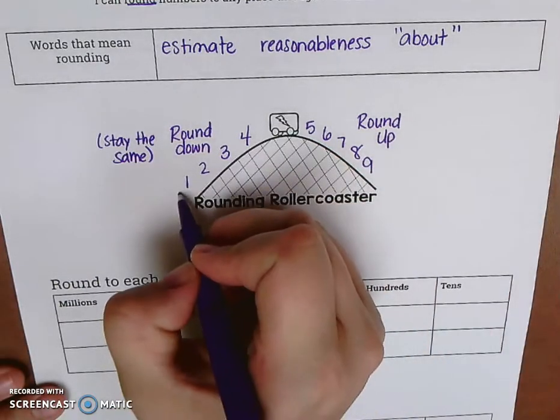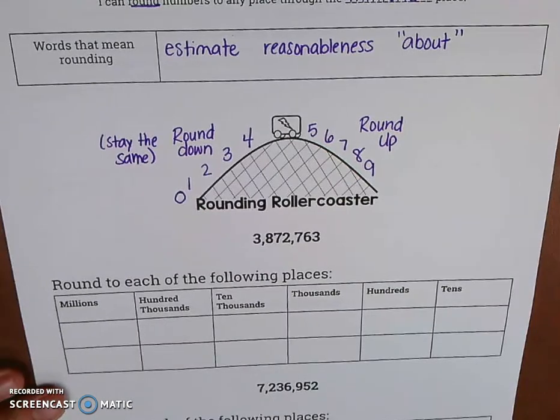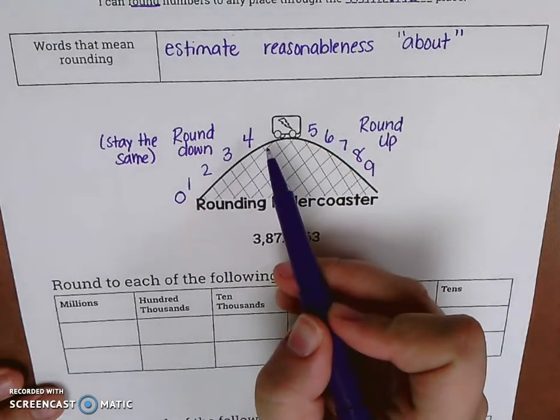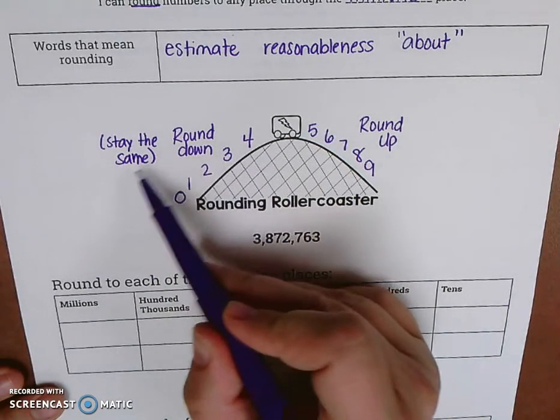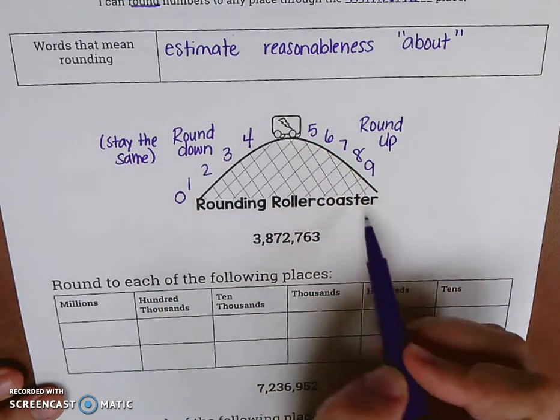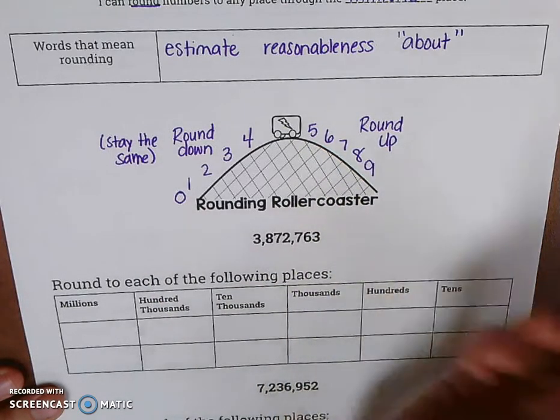Oh, and I should also include 0 here. 0 is on the round down side. So 0 through 4 mean that we're going to round down or it's going to stay the same. And then 5 through 9 mean that we're going to round up and it's going to go up 1.